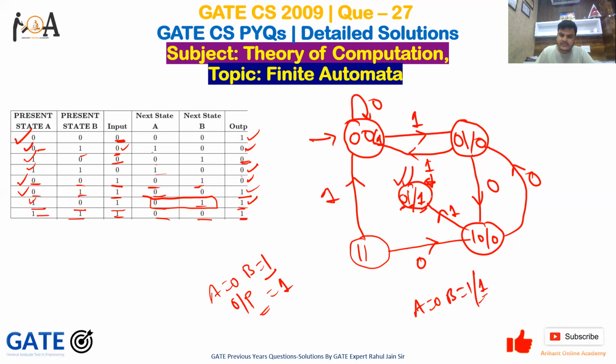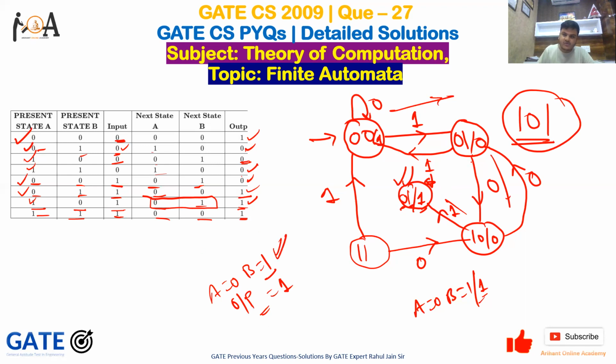So to go to this state, we require at least this path. After this, we need this path, and then we need this path. Means 1, then after that 0, and thereafter 1. 101 is the minimum length string that is required in order to reach from here to here, such that this condition is satisfied. So this length is nothing but a 3 length string.